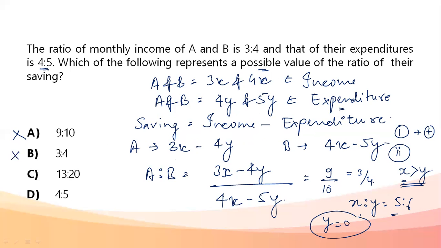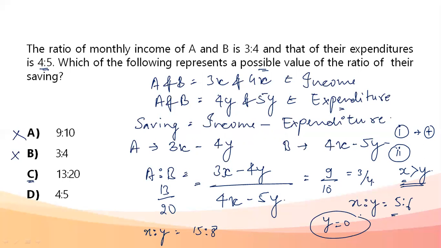Let's try 13 is to 20. If you put this whole ratio (3x minus 4y) upon (4x minus 5y) equals 13 by 20, you get the ratio of x is to y as 15 is to 8. Okay, x is to y was obtained, 15 is to 8. Saving is also positive, x is also greater than y, both the conditions are satisfied. This might be my answer.